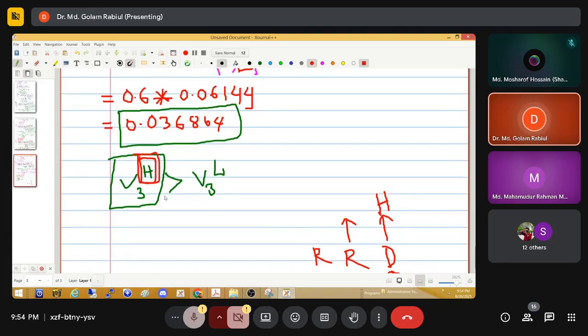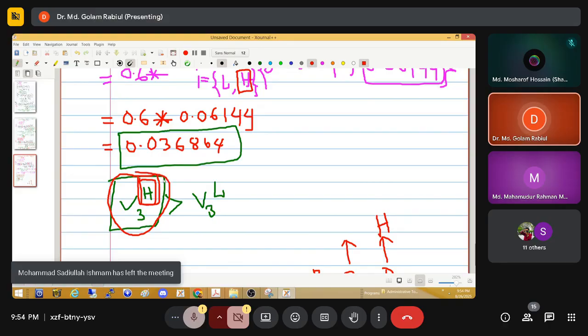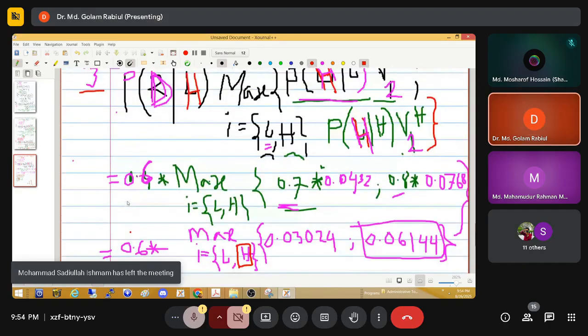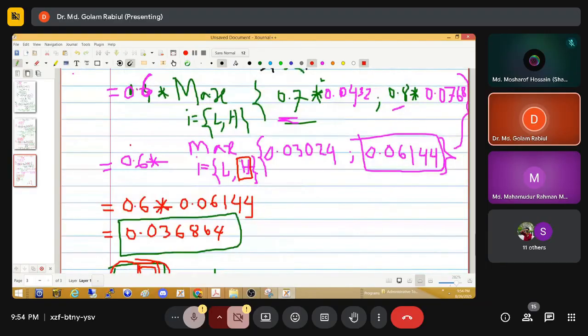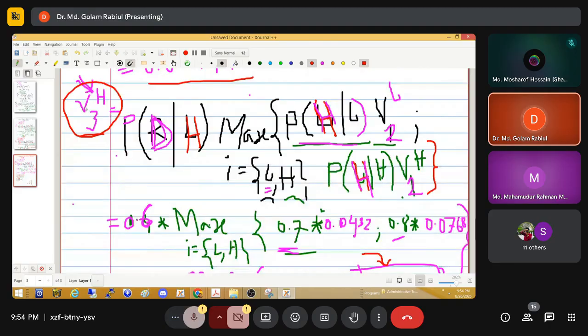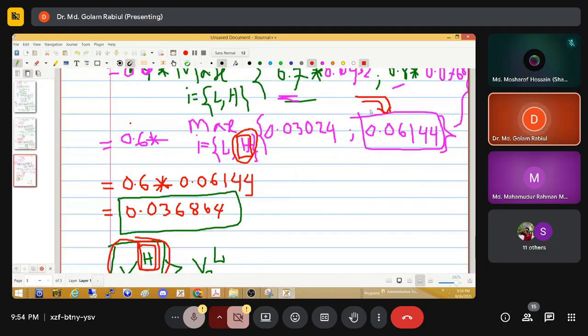So what we have to do, we have to trace back. Trace back means this is the largest value we got for V3H. For V3H, which value of I do we have to consider? You can see this one is maximum. In that case, we have considered the H. That's why to get the V3H, this one has the maximum contribution. So this one is generated from H also.